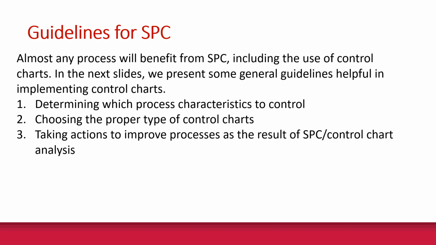Almost any process will benefit from applying statistical process control, including the use of control charts. In the next slides, we will present some general guidelines helpful in implementing control charts. We'll determine which processes are characteristics of control. We'll list some advantages and disadvantages of the different types of control charts. And we'll take actions to improve processes as a result of control chart analysis.